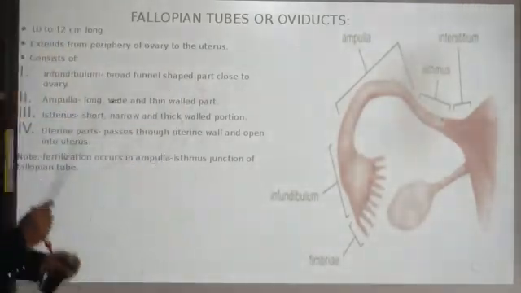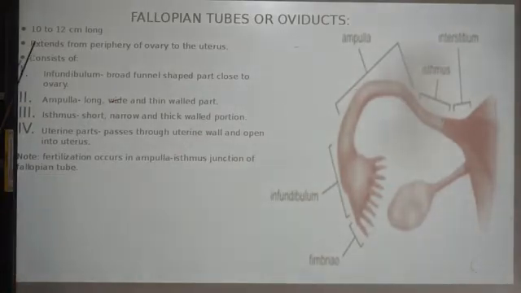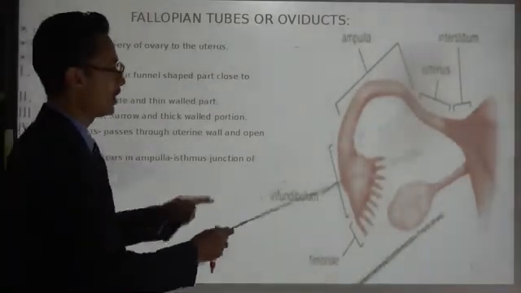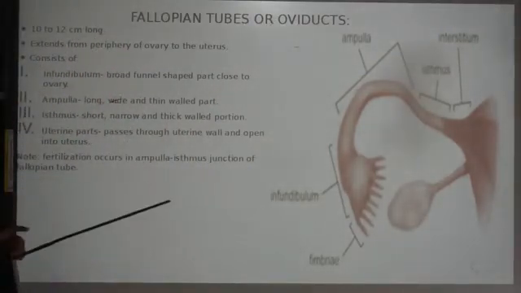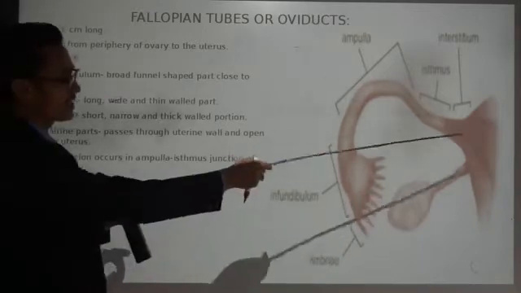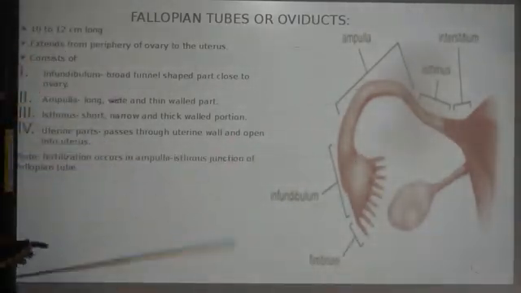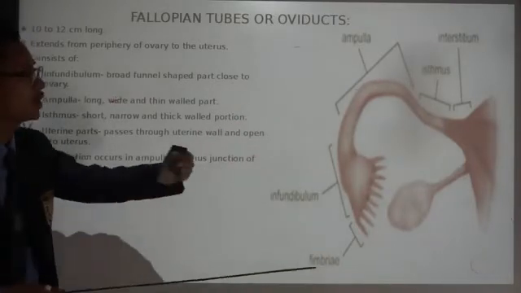So look over here. Alright. So generally this fallopian tube measures about 10 to 12 centimeters long. So from here to here, usually it measures about 10 to 12 centimeters. Alright, it extends from the ovary towards the uterus. Okay, next one. So let's see the different regions of the fallopian tube or that of the oviduct.